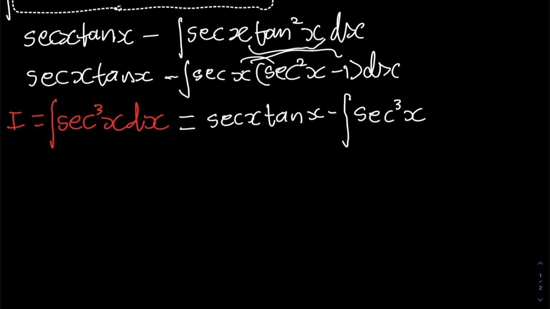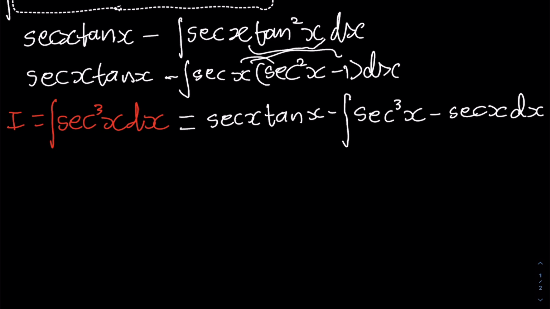And then here we have a secant x times minus 1, so that's just a minus secant x, and we can put a dx. Now what we can do, we know that the integral is a linear operator, so we can split the integral. We know that the integral of secant cubed x minus secant x is the integral of secant cubed x minus the integral of secant x.